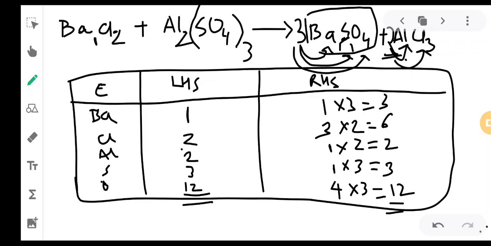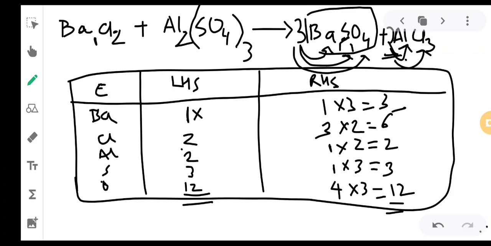So what is unbalanced now over here? Barium on the left hand side is unbalanced. Barium is 1 in number here, and 3 in number over here. Chlorine is 2 in number here, and 6 in number there. So only these two elements are unbalanced, barium and chlorine. How we will balance, we will see. We have to make this 1 into this 3.